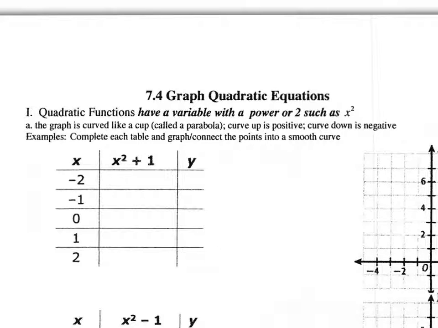We are asked to graph quadratic equations. These equations have a variable in them with a power of 2, such as x squared. The graph is curved like a cup, and we call it a parabola. If it curves upward, it's called a positive graph. If it curves downward, it's called a negative graph.